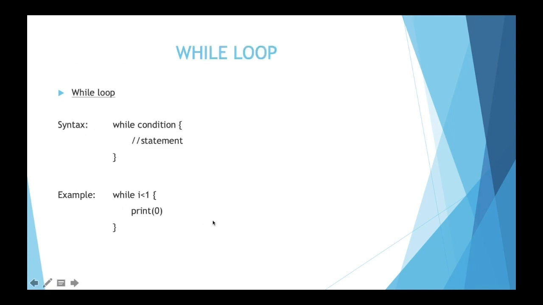Next we have while loop. In other languages we have already studied, but we are having just overview. So the syntax will be while, then condition, and within the curly braces, number of statements. So while keyword, condition is like i is less than 1, curly braces, print 0. In this while loop, when this condition is true, this number of statements will be executed, right?